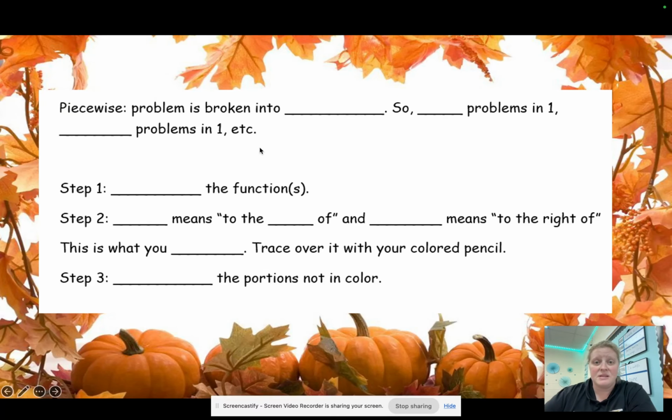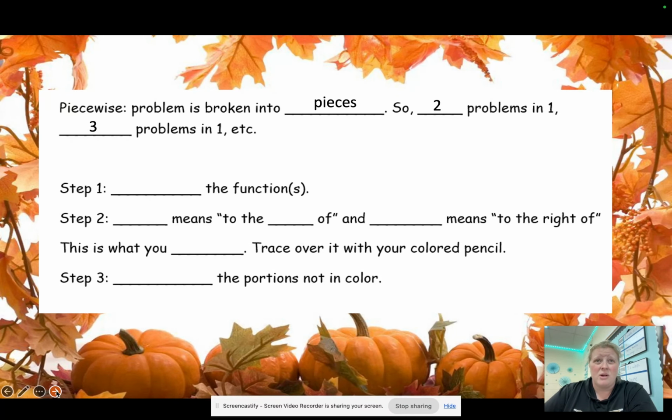All right, today's lesson is going to talk about what's called piecewise functions. Just to give you a little bit of a definition of what we're doing here, it means that you have a problem that's essentially broken into pieces, hence the name piecewise function. Basically, it's like a two-in-one kind of problem. I could have you do three problems in one, etc.